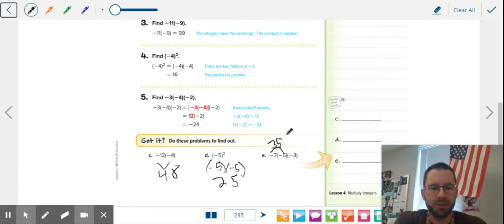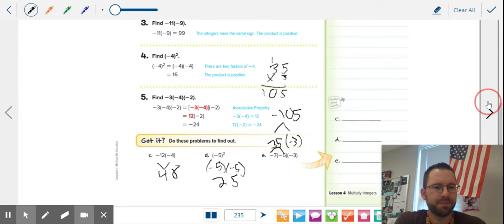Now you bring this one up. Now you go with the other rule. You have a positive and a negative, so your answer has to be negative. 35 times 3 is 90 plus 15, 105. I did partial products to do that in my head, but you can do old school multiplication by hand. 5 times 3 is 15. Carry the 1. 3 times 3 is 9, plus 1 is 10. Same result.